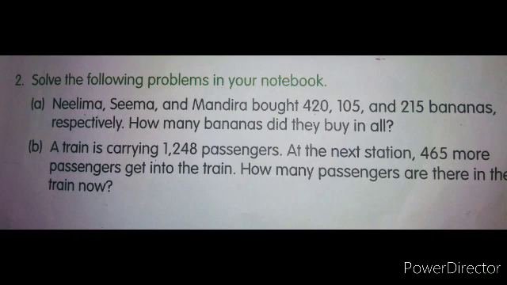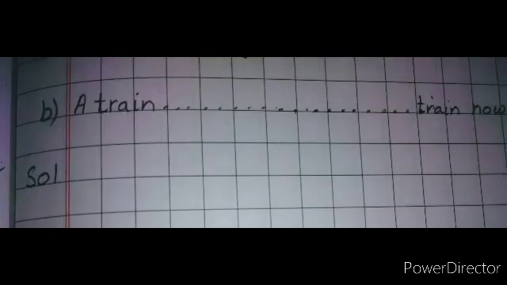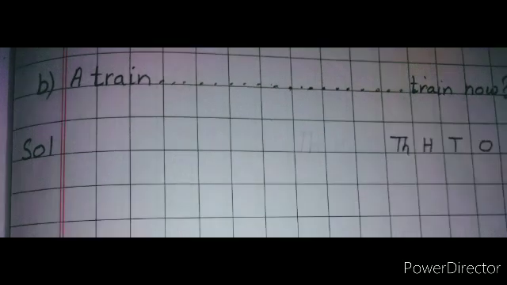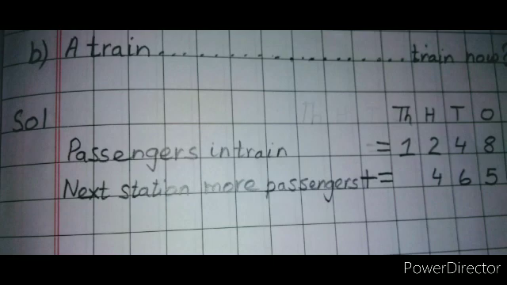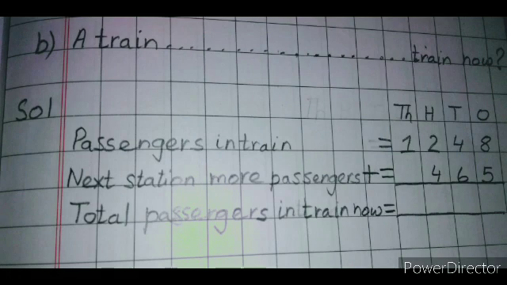Okay. So now we will write in notebook a train, then dot dot dot dot, and then train now, question mark. Then we will write, after leaving one line, solution SOL. Okay. Then we will make the place value columns, and after that, how many passengers were there? Passengers in train 1248. Then on next station, more passengers 465. Then we will have to find out total passengers in the train now. So what we will do?